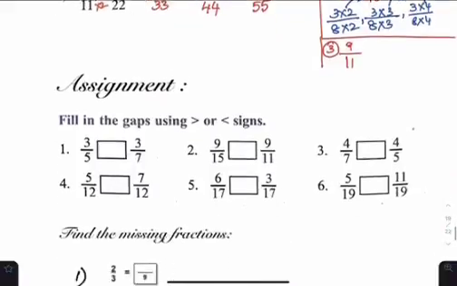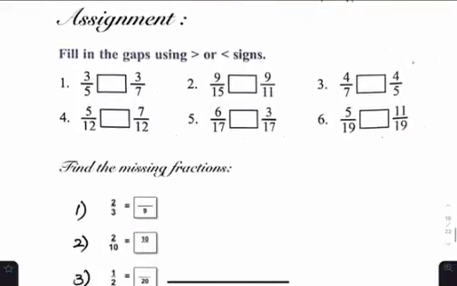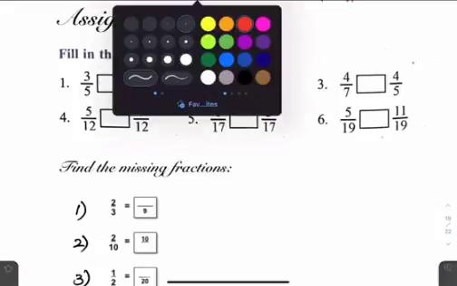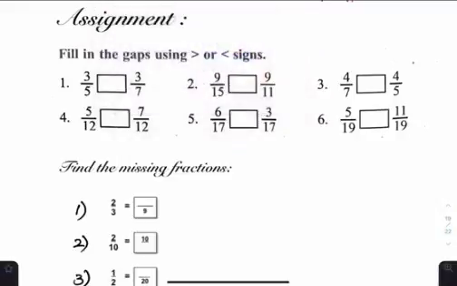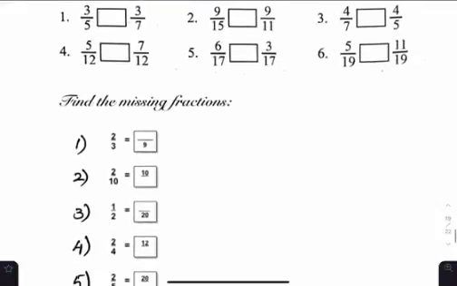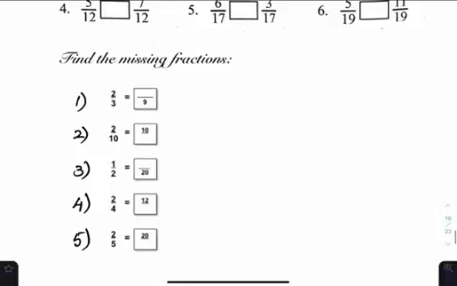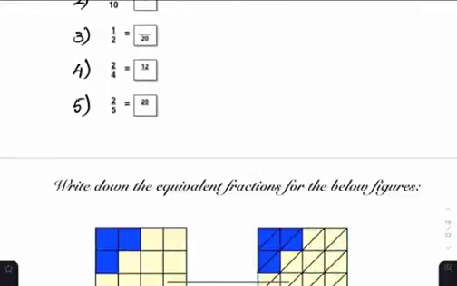Now for a few assignment problems. I have just taken problems from the exercises which are there in the textbook itself, half of which we have discussed in the class, the other half I have given. So this is the first main, fill in the gaps using greater than or less than symbol, which we worked out. Similarly, you also have to find out using all the principles and rules. Now finding the missing fractions, we have done it. Similarly, you need to work out.